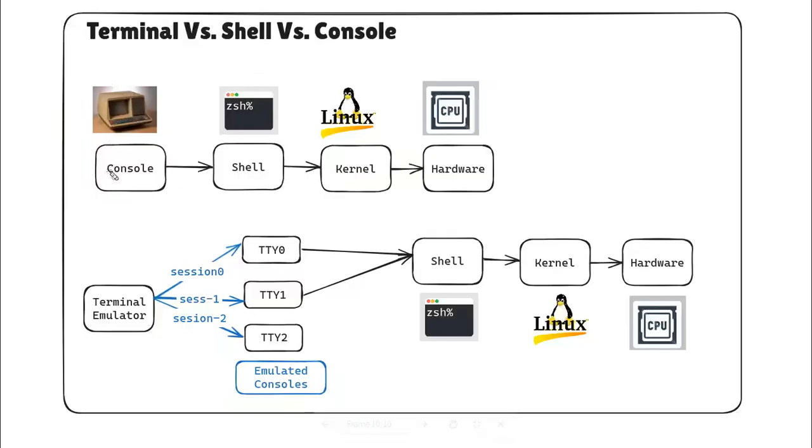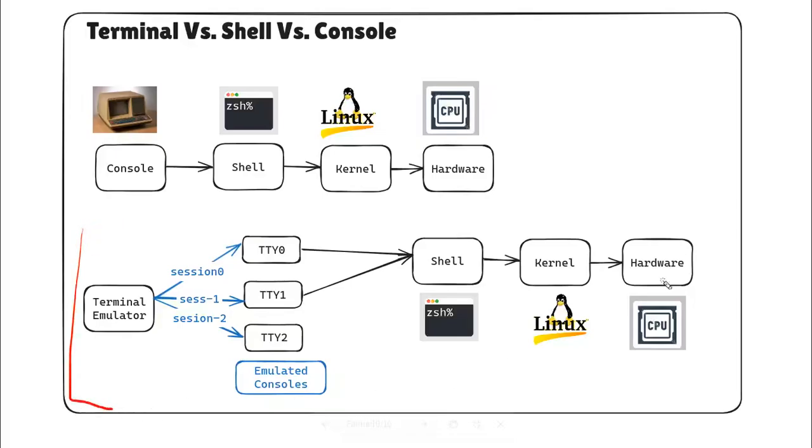Now let me clarify this flow diagram. This flow diagram is for the actual physical console. So we will give our input through this console, and the command given to the console will be given to the shell, which will actually interpret the commands, and this shell will interact with the kernel, and kernel will interact with the hardware, and that is how our command will be executed.